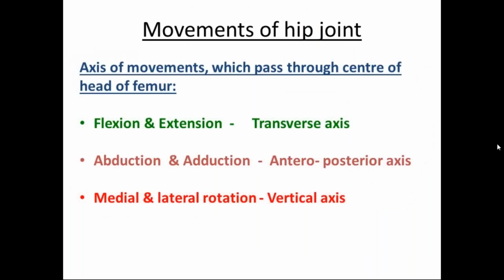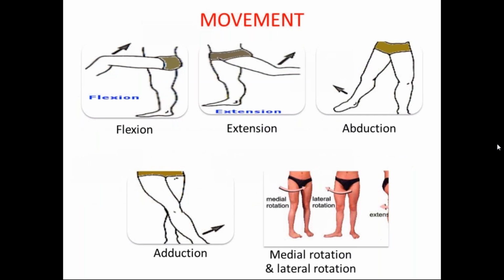Now we discuss the movement of hip joints. The axis of movements would be transverse axis along which the flexion and extension takes place. Abduction and adduction takes place around the anteroposterior axis. The medial and lateral rotation takes place around the vertical axis. These are the movements which are taking place at the hip joint.